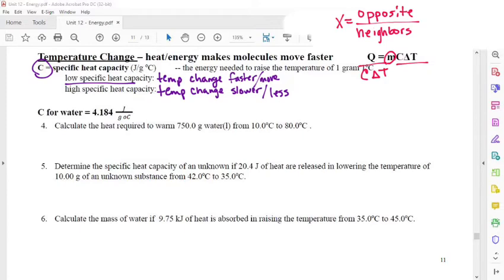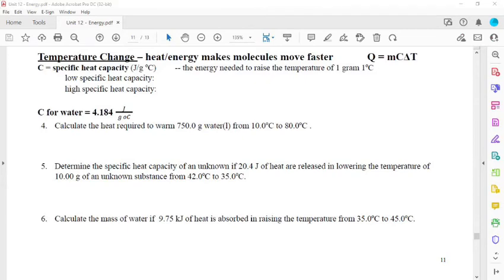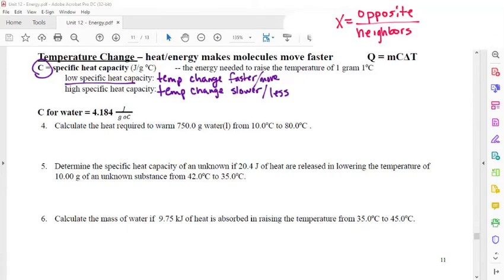It's basically everything that's on that same side with whatever we're trying to solve for is what we're going to be dividing by the opposite side by. So that is our generic equation. And in this first problem, it asks us to calculate heat. So I am looking for Q, and then it says required to warm 750 grams of water.